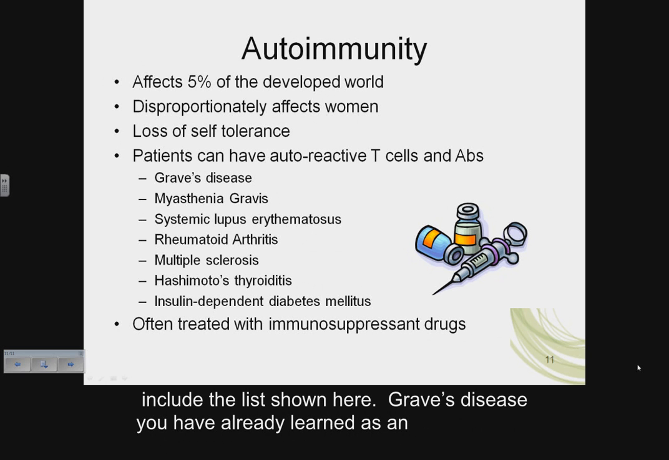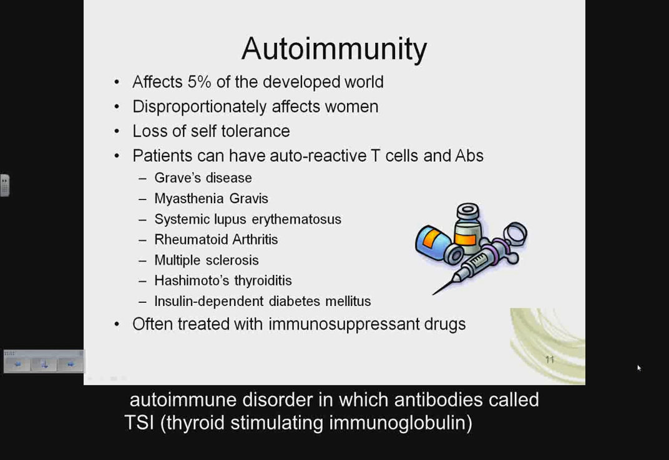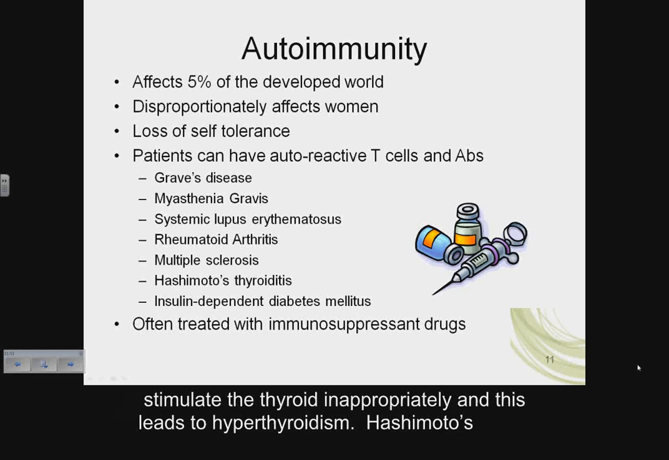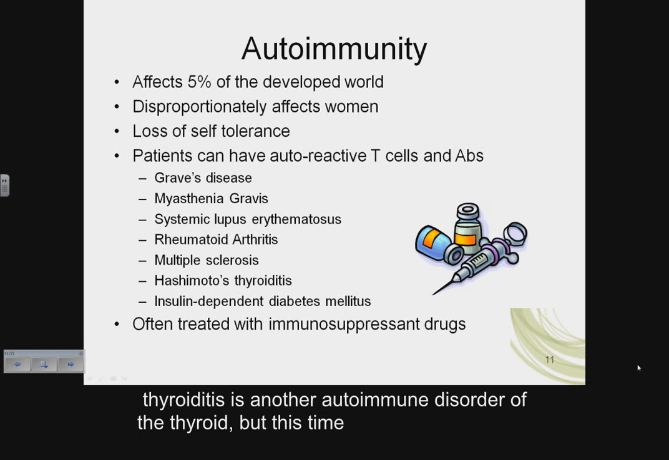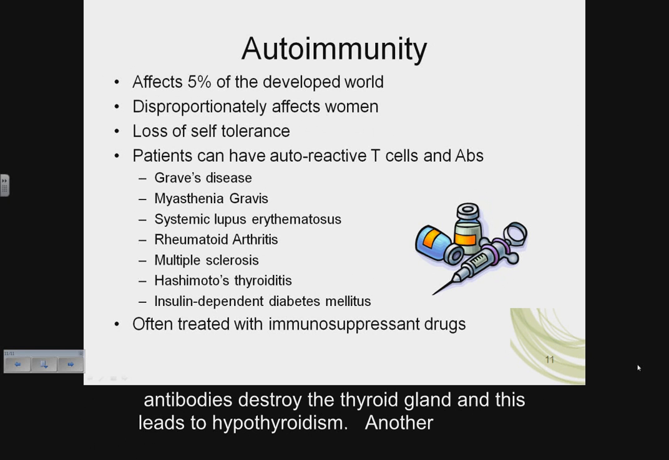Graves' disease, you have already learned as an autoimmune disorder in which antibodies called TSI, thyroid-stimulating immunoglobulin, stimulate the thyroid inappropriately, and this leads to hyperthyroidism. Hashimoto's thyroiditis is another autoimmune disorder of the thyroid, but this time antibodies destroy the thyroid gland, and this leads to hypothyroidism.